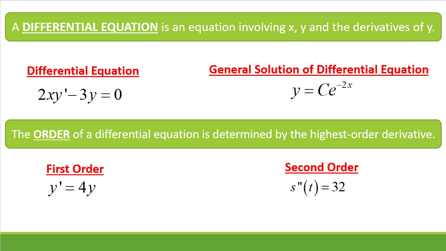A differential equation is an equation involving x, y, and the derivatives of y. So in a differential equation, you have the derivative hanging out as part of your equation. A general solution doesn't have a derivative, but it's going to have a constant, and a lot of times we're going to be solving for that constant. Then the order of our differential equation: first order would be a first derivative. A second order differential equation is a second derivative.